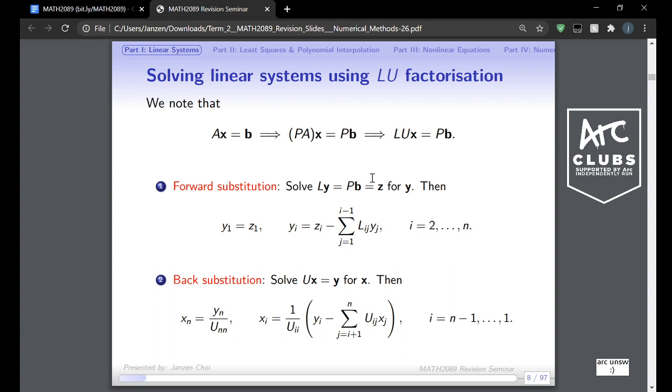Once we have the vector y, we will solve Ux = y, so the original substitution, and we do that through backward substitution. This time we solve the elements of x from bottom to top.